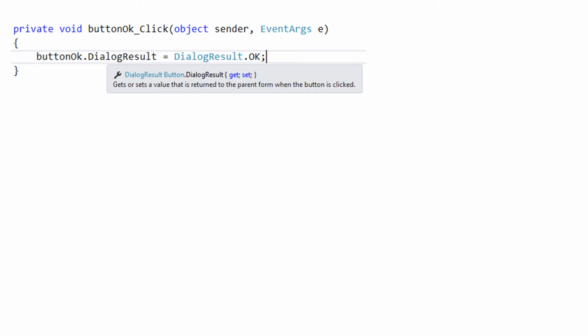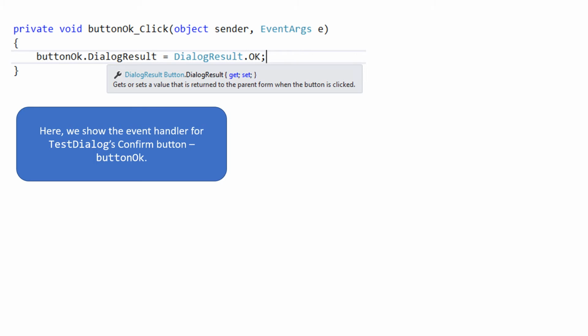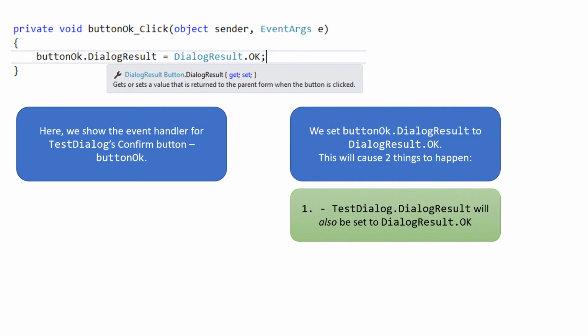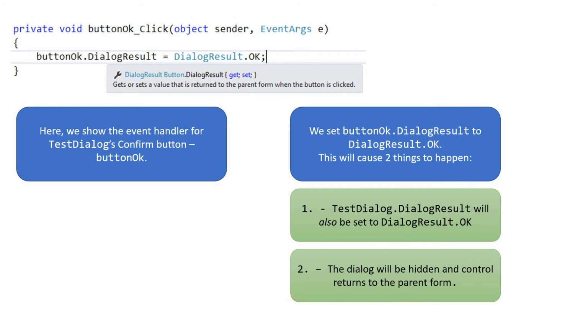Here we have the event handler for our confirm button in test dialog. We set the button's dialog result to dialog result.ok. Now this will cause two things to happen. The first is the dialog result for test dialog will automatically also be set to OK. Second, the dialog will then be hidden and control will return to the parent form.